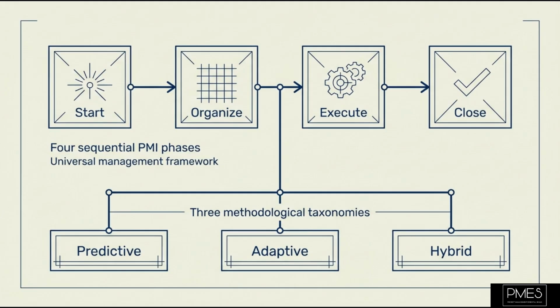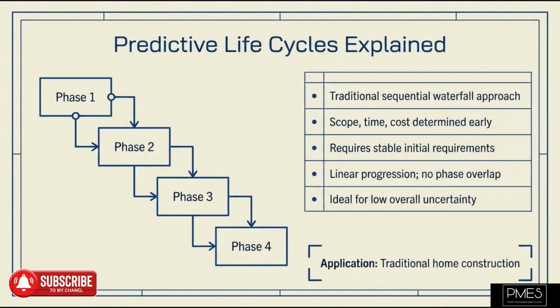In fact, there are 3 primary types of project life cycles you need to know for your exam and for practical application: predictive, adaptive, and hybrid. Choosing the right one is a critical decision for any project manager. First, let us talk about predictive life cycles, often called waterfall approaches. In a predictive life cycle, the project scope, time, and cost are determined early in the project life cycle, typically before work begins. This means requirements are well defined, and the project proceeds in a largely linear, sequential manner.